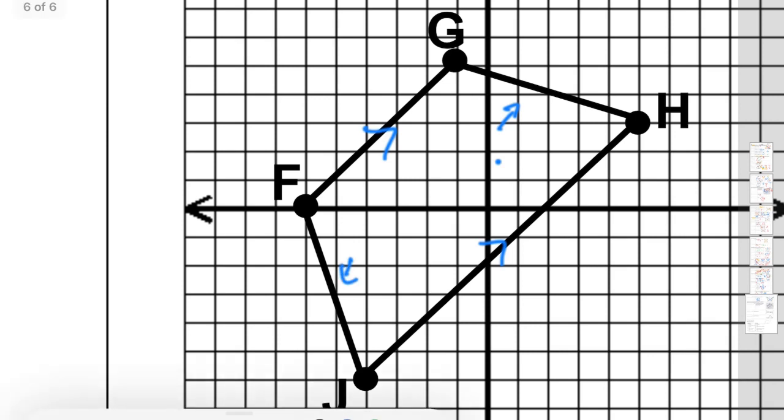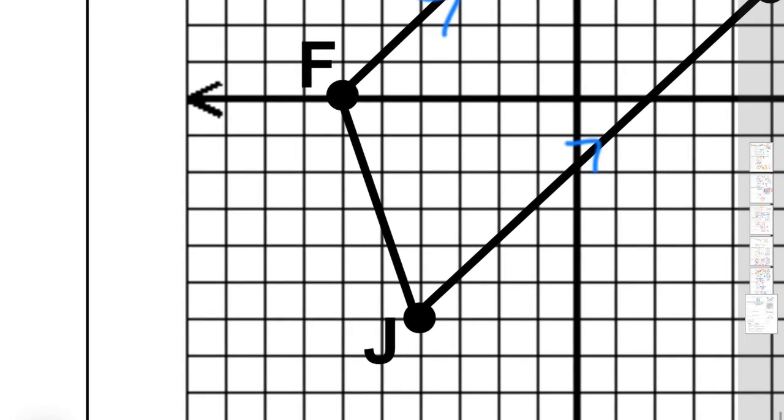And so we have to find the midpoint of those two sides. Let's start with F and J. Remember, the midpoint is just half the distance in X and half the distance in Y. For X, I travel 2 units, half of that would be 1. Okay, so I know I'm looking somewhere on this line.